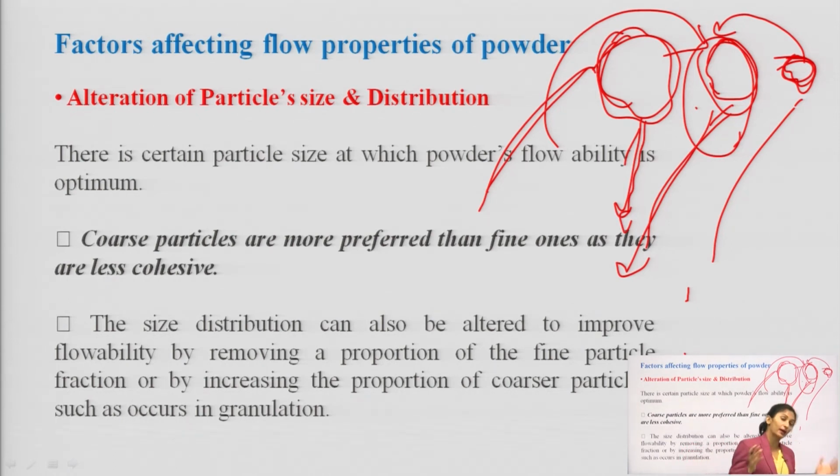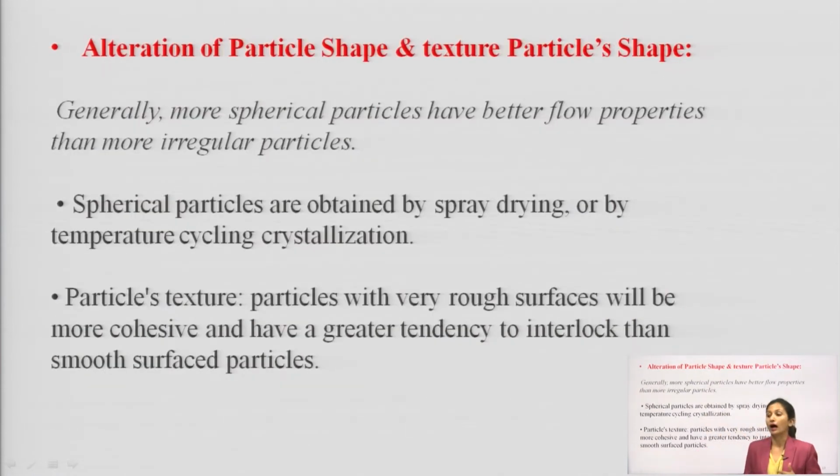क्योंकि अगर बहुत बड़ा पार्टिकल होगा तो भी उसकी फ्लो प्रॉपर्टी अच्छी नहीं होगी और बहुत छोटा होगा तब भी अच्छी नहीं होगी, क्योंकि छोटा कहाँ इंटेंगल हो जाएगा यू डोंट नो, और बड़ा तो जस्ट बिहेव लाइक अ स्टम्बलिंग ब्लॉक. So in that case we have to maintain the optimum particle size range, either by micronization or by granulation. Altering the particle shape and texture of the particle.